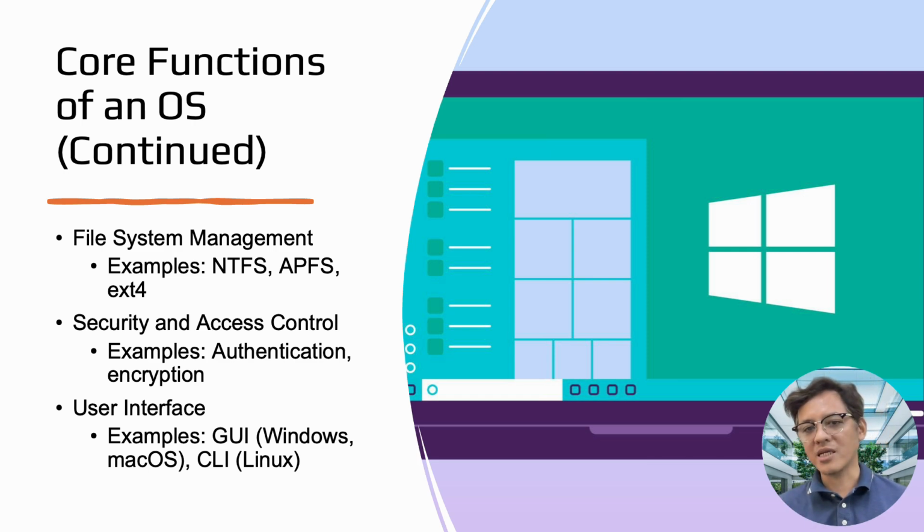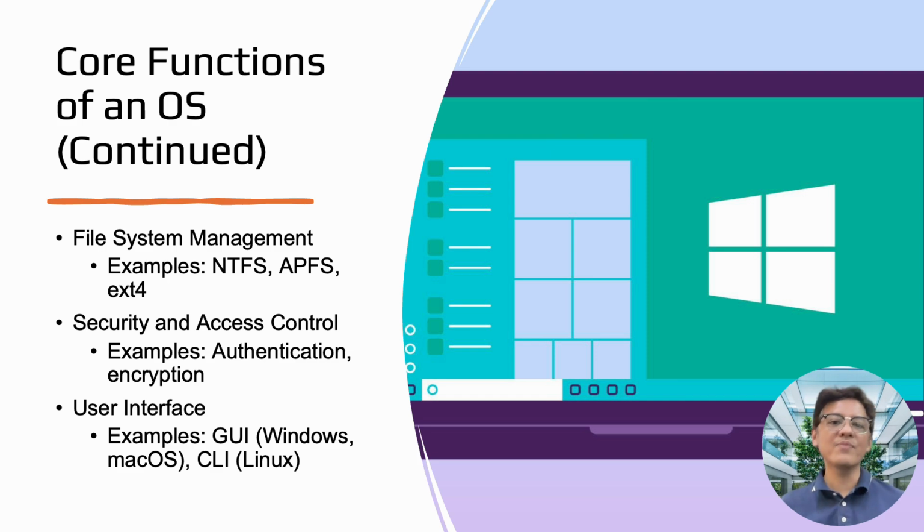Now let's talk about security and access control. A good operating system protects your device from unauthorized access and potential threats. Features like passwords, biometric authentication, or even permissions for accessing files are all part of the OS security toolbox. For example, when you unlock your phone with a fingerprint or Face ID, you're using an OS security feature.